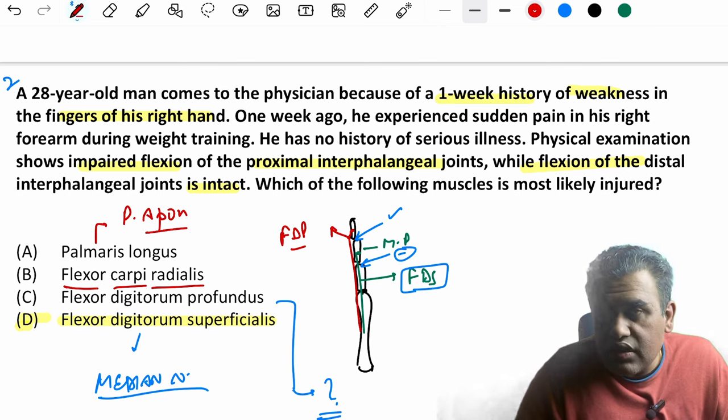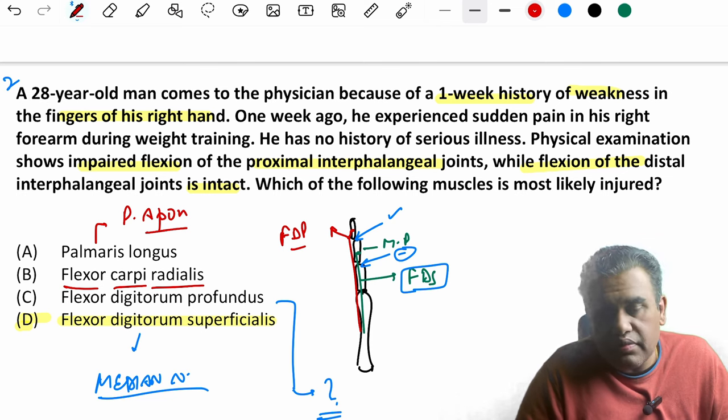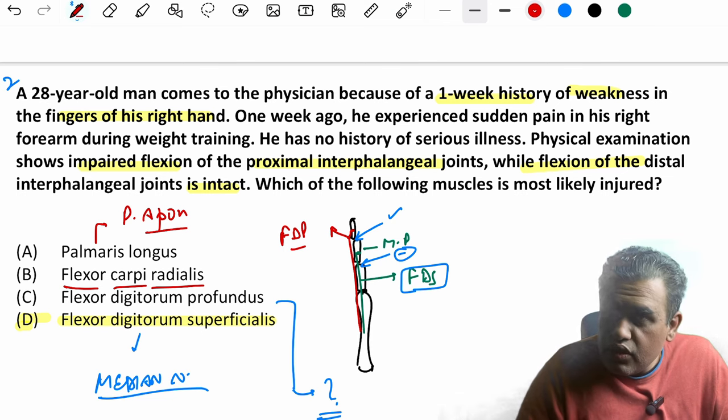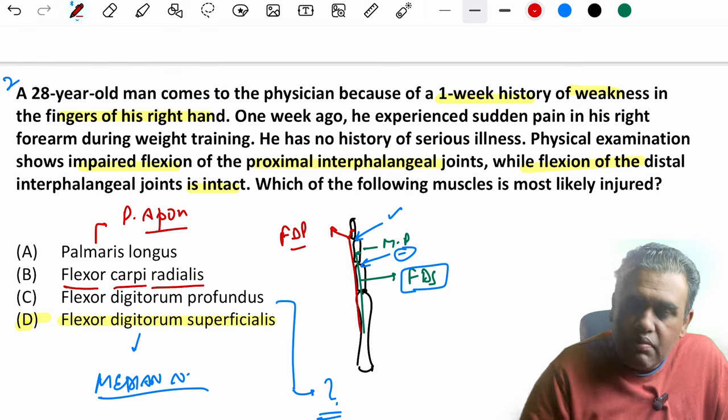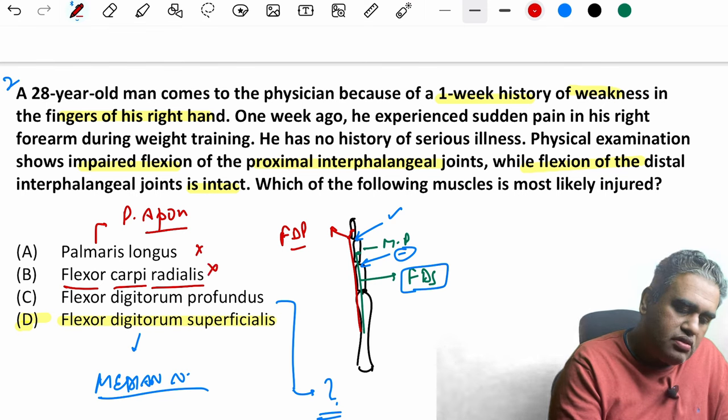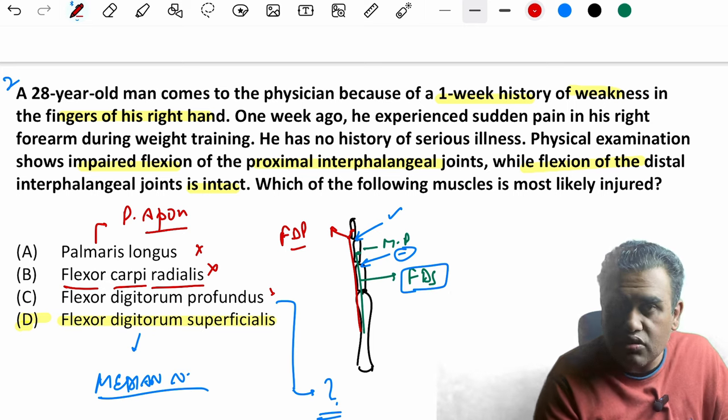Radialis matlab radius bone is where? Radius bone kaha hai? Lateral side mein. Flexor carpi radialis. Is it going to the phalanges? No. Hat baat khatam. So you can easily remove A, B, C option. D is the answer over here.